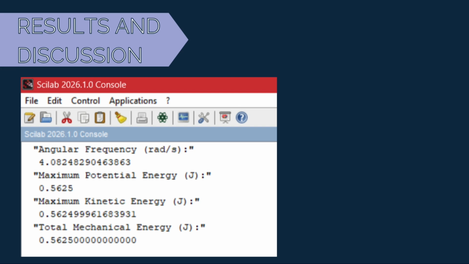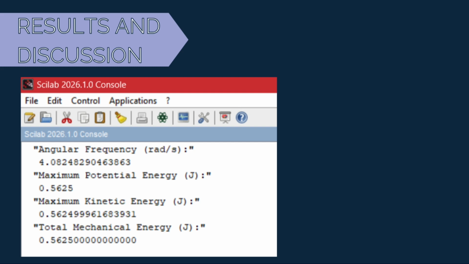And the last one is total mechanical energy. The simulation shows the total energy remains constant at approximately 0.5625 joule throughout the oscillation. This confirms the law of conservation of mechanical energy, which states that energy cannot be created or destroyed, but can only be transformed from one form to another. Since the model does not include friction or damping force, no energy is lost from the system.